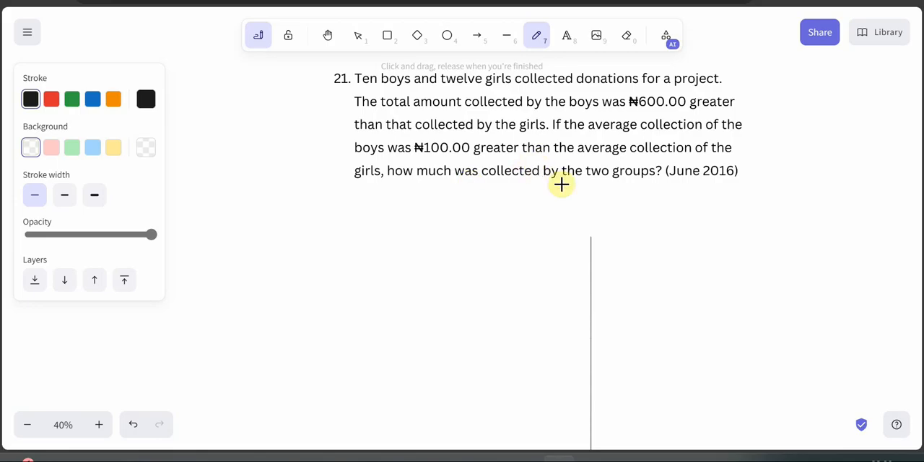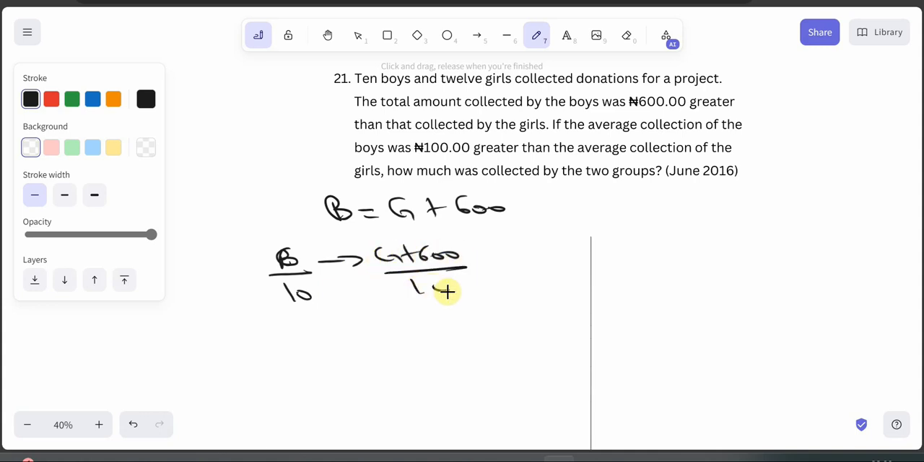So they said the amount collected by the boys, B, was 600 greater than the amount collected by the girls. That would be G plus 600. The average collection of the boys would be B over the number of boys. How many boys do we have? 10. This can be seen as saying (G plus 600) over 10 is 100 greater than the average collection of the girls, which is G over 12. It was 100 naira more.